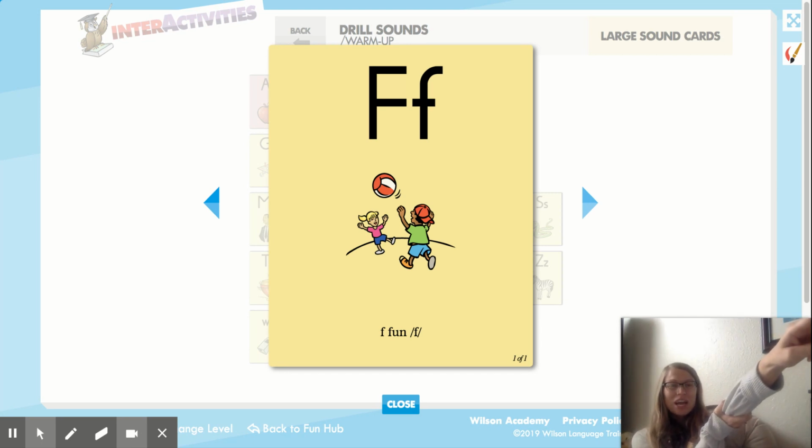And we're gonna try to make a lowercase f in the air. Start at the skyline, go down to the grass line, pick up your pencil or your fingers, and fly forward on the plane line. Very good.